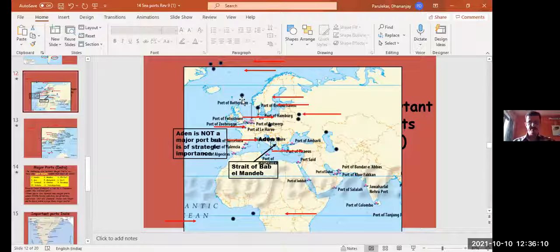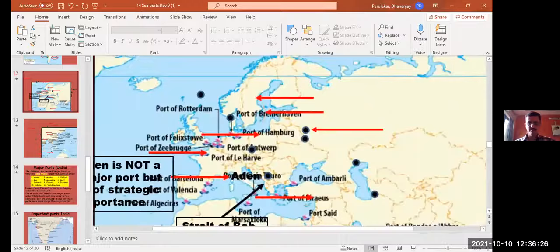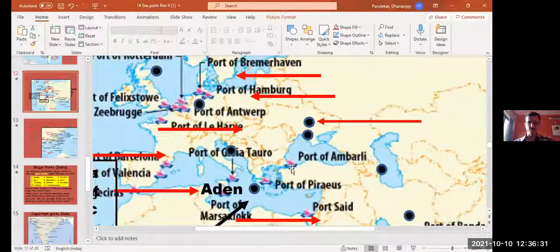Hello, sir. Can you repeat the last port, sir? Odessa, O-D-E-S-S-A. Can you show me on the maps, sir, please? Sir, there was a little bit of noise nearby me. Can you see a small port over here? Yes, sir. This is Istanbul, and as you enter the Black Sea on the left-hand side, this is Odessa.